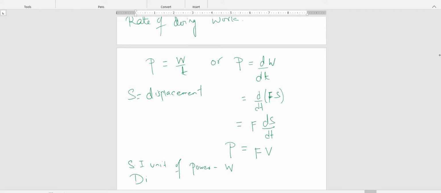Dimensional formula, you have done: M¹L²T⁻³. Force into velocity. Force is what? Mass into acceleration, isn't it? Verify it. What is M¹? M¹ then, okay.